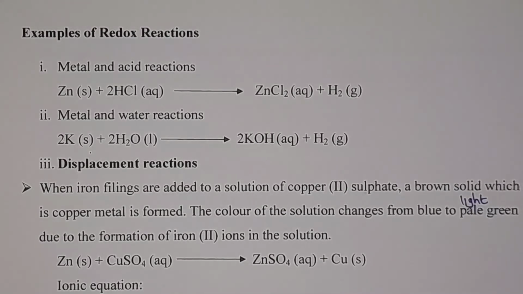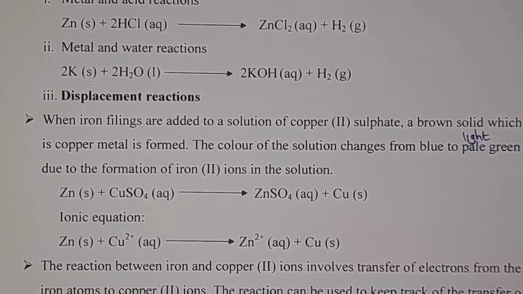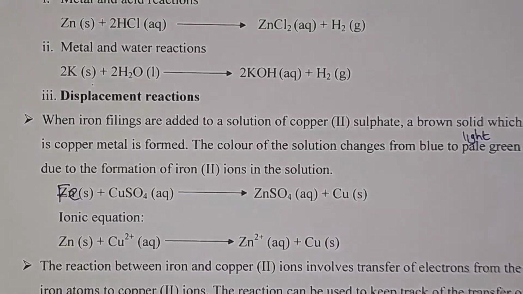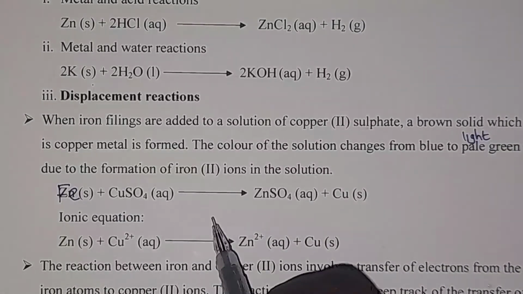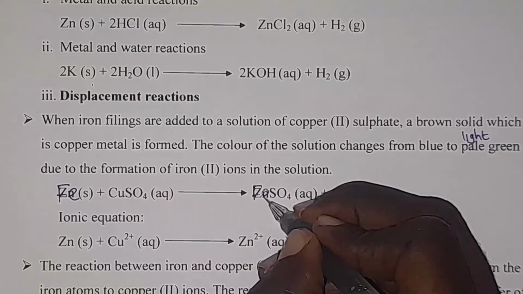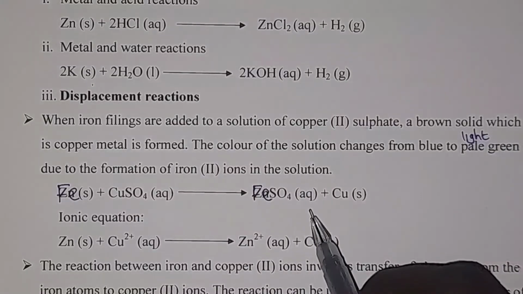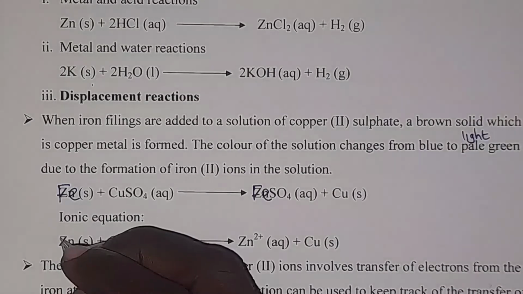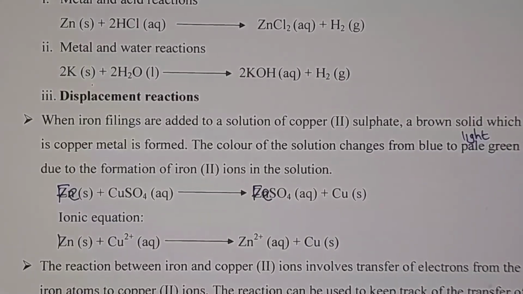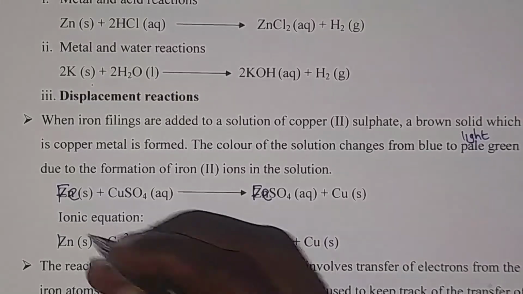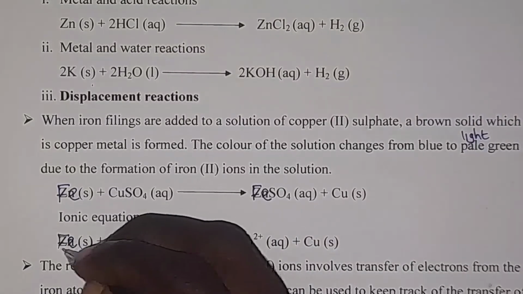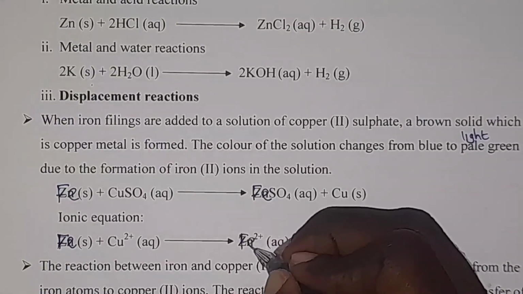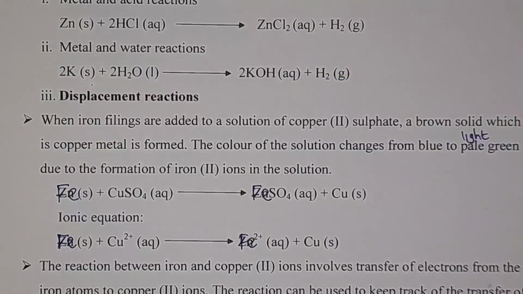I want to write the balanced chemical reaction. Here we have iron filings, so Fe solid reacting with copper(II) sulfate. We get iron(II) sulfate solution, FeSO4 aqueous, plus copper solid. The ionic equation there will be iron(II) metal, solid, reacting with copper(II) ions, giving us iron(II) ions and copper metal.